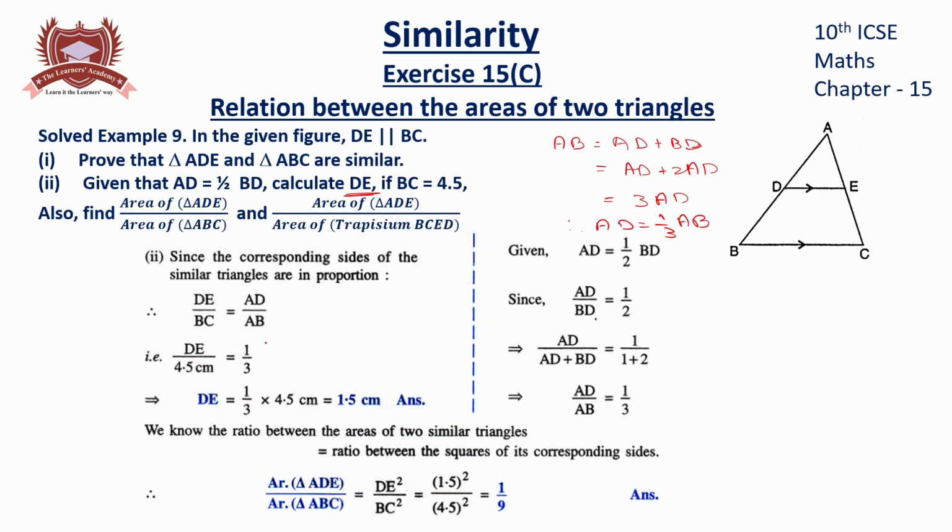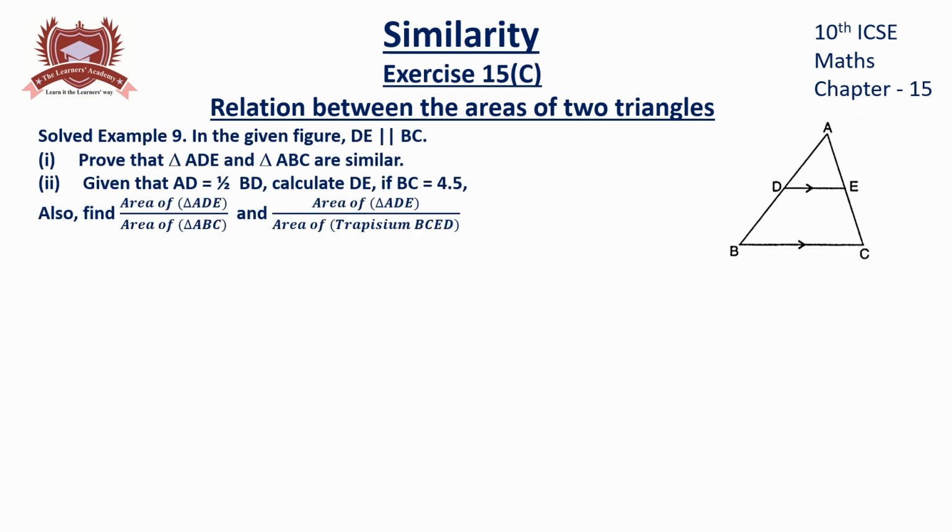Now we know that the ratio between the areas of two similar triangles is equal to the ratio between the squares of its corresponding sides. So therefore we have area of triangle ADE upon area of triangle ABC is equal to DE square upon BC square. So it would be equal to 1.5 square upon 4.5 square. So that would be 1 upon 9. Because इसको कैंसिल करेंगे तो ये 1 upon 3 आ जाएगा और उसका स्क्वायर लेंगे तो 1 upon 9 आ जाएगा.